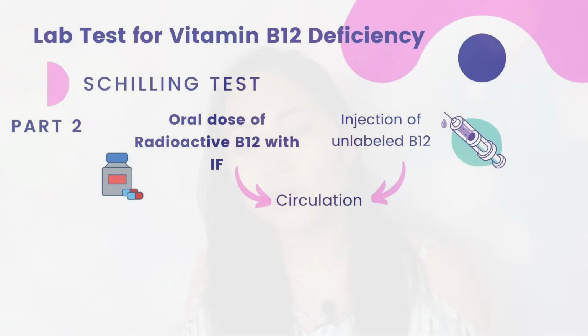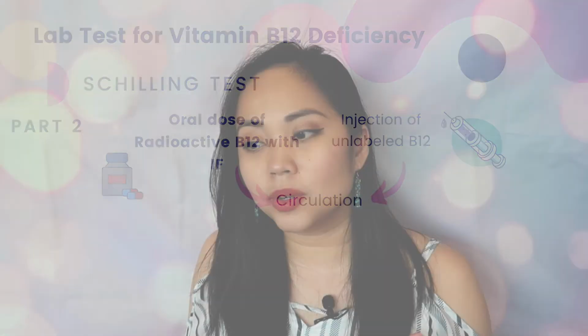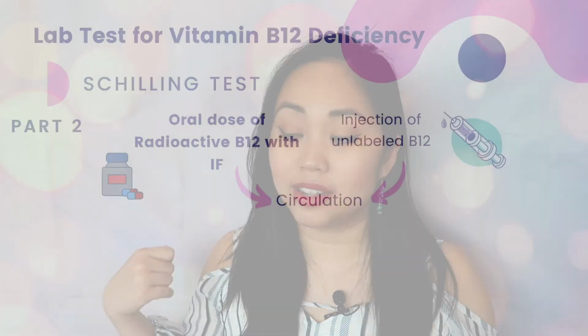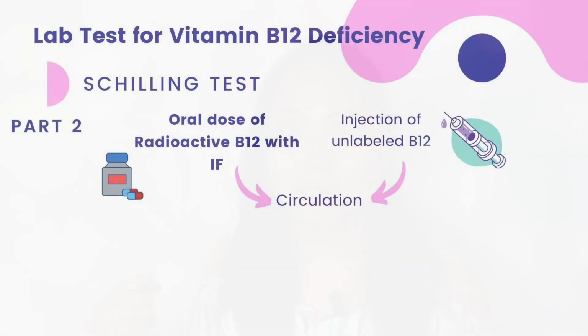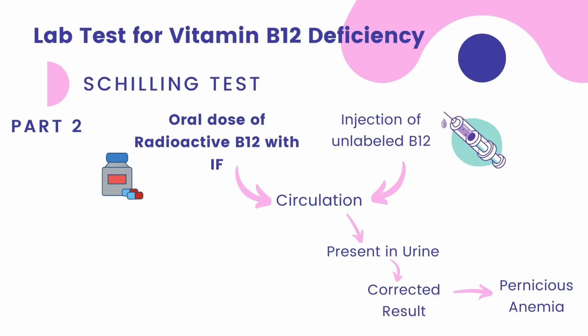So you get an oral dose of vitamin B12 that's radioactively labeled, but at the same time you also get intrinsic factor. Okay, so that's the twist. And then again, you get an injection of unlabeled vitamin B12 into your circulation. And so again, it saturates all of your receptors for vitamin B12. And if effectively absorbed with the IF, it should correct the abnormal result from part 1. And therefore, it should show up in your urine.